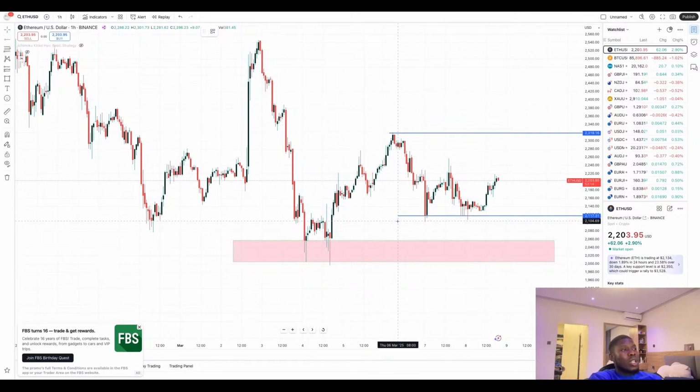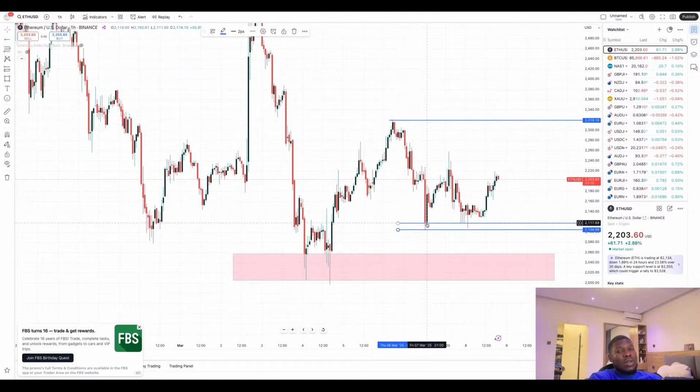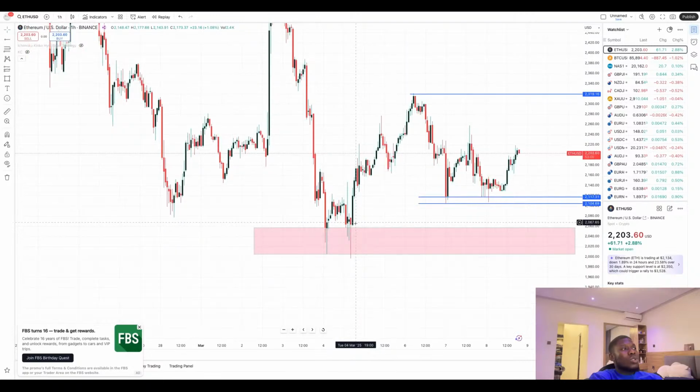You treat your support and resistance as a zone, not as a single line, unless there is no wick in the particular place you're trying to mark. When you're drawing your zone, make sure that the body of the candlestick is not encroaching on the side you're starting with.